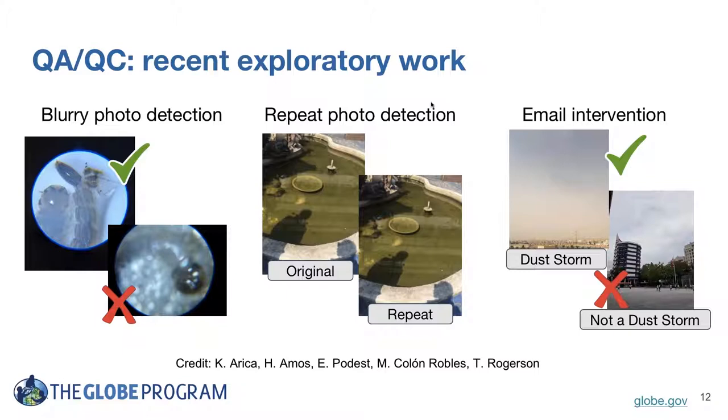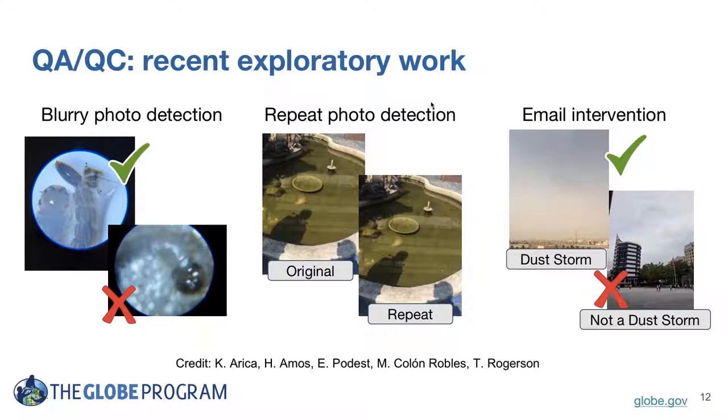I'm interested in dust storms from a research perspective. We don't have a lot of dust data, so when people report dust storms, it's really valuable. But sometimes they say they see a dust storm and send us photos, and we know we don't see dust. So, an email intervention. Is your email intervention successful?